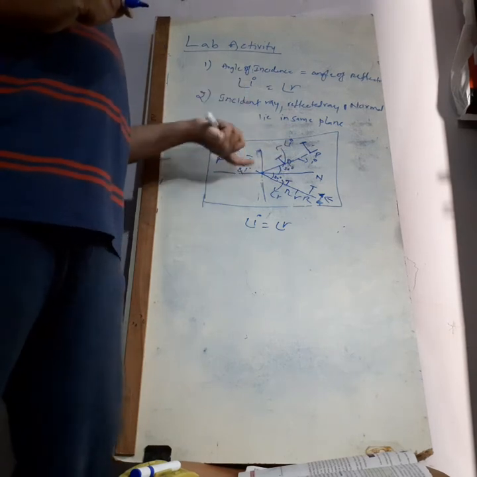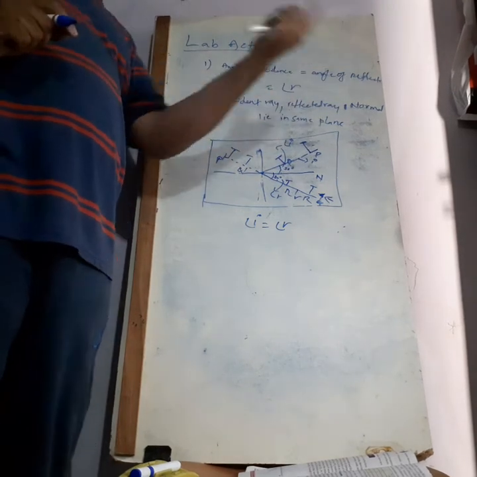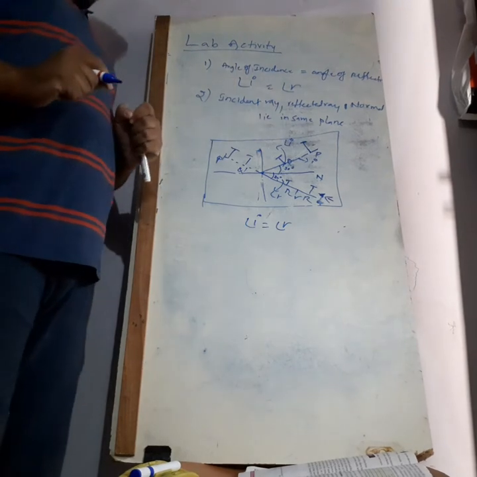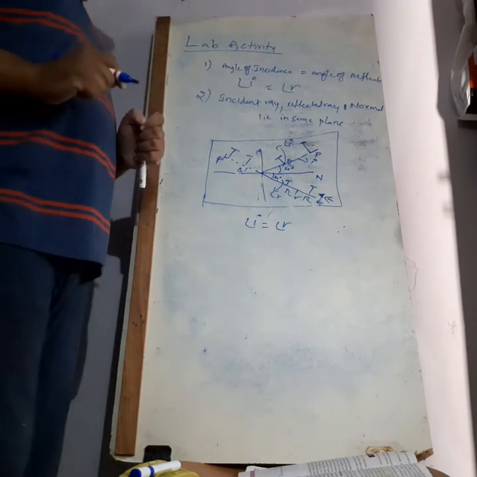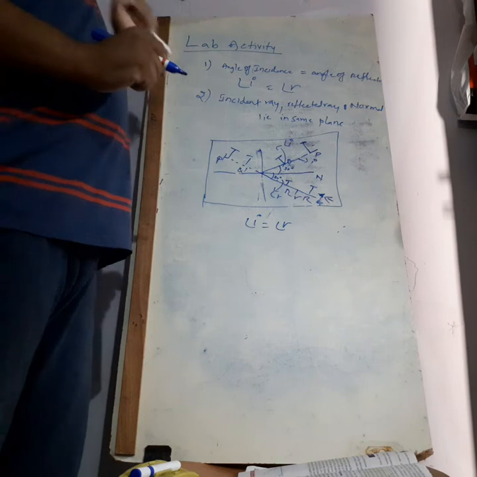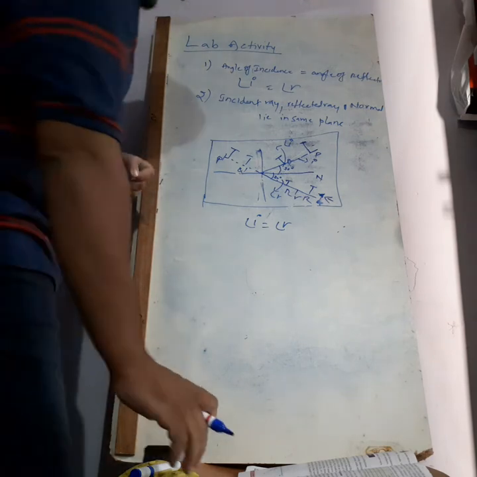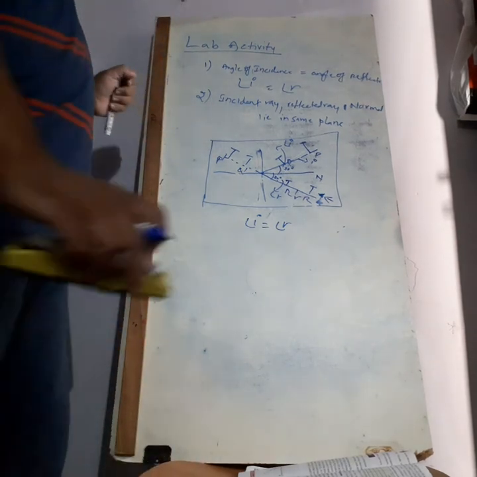Otherwise, the plane of reflection is nothing but the incident ray, reflected ray and normal lying in the same plane. They all will be lying in the same plane. This is about your lab activity and the plane of reflection.